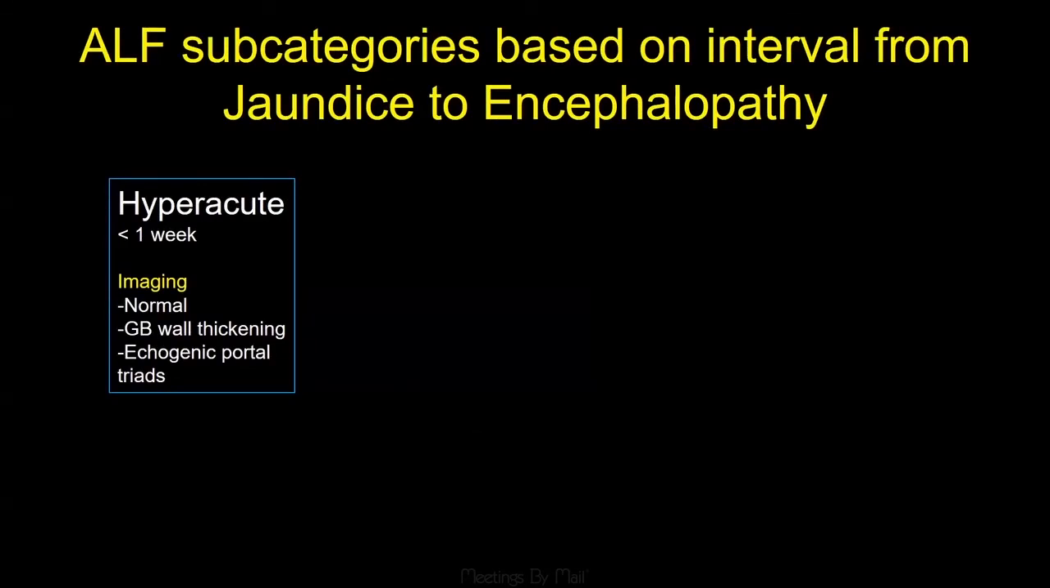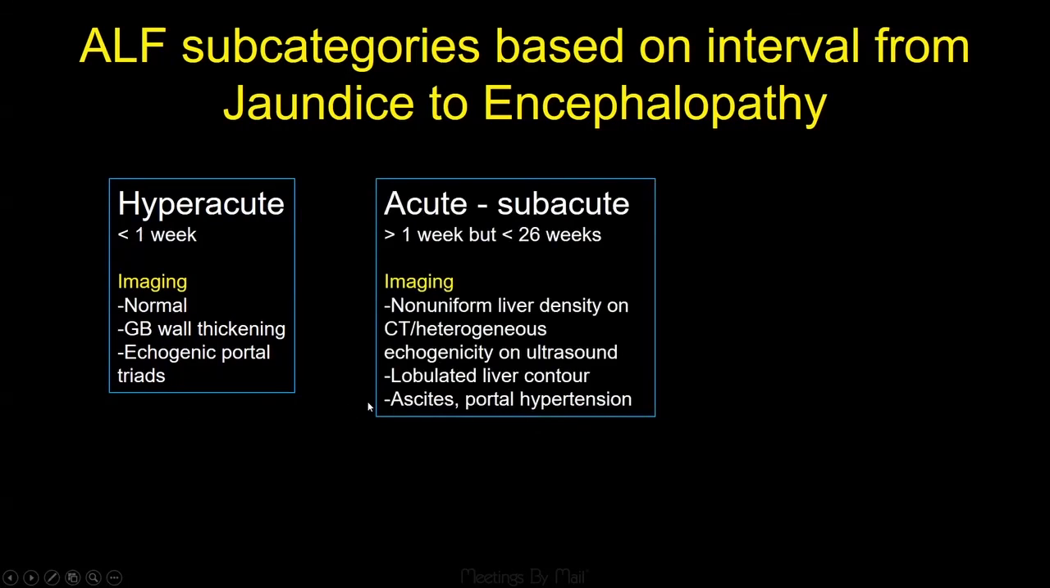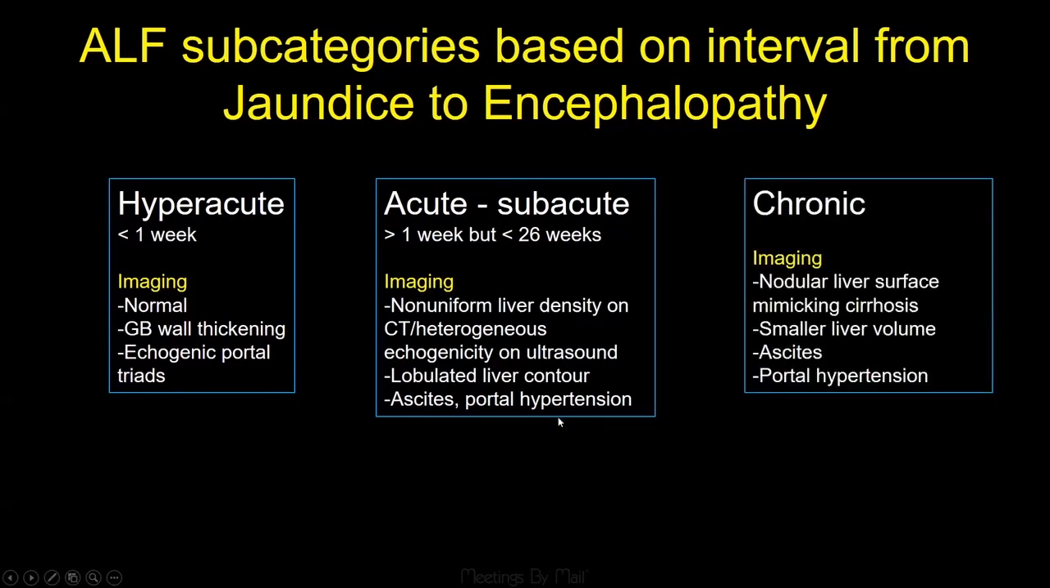So, in summary, regarding the ALF subcategories, which are based on the time interval from jaundice to encephalopathy, the hyperacute is when that time interval is less than a week. Imaging is most often normal, but you can see gallbladder wall thickening and echogenic portal triads, and acute acetaminophen overdoses will likely fall into this category. Here you have the acute to subacute, greater than 1 week but less than 26 weeks. The imaging will be more non-uniform. You can get more of that bizarre pattern of heterogeneous echogenicity on ultrasound and different liver densities on CT. And then you can start to mimic cirrhosis with this lobulated liver contour and develop portal hypertension.